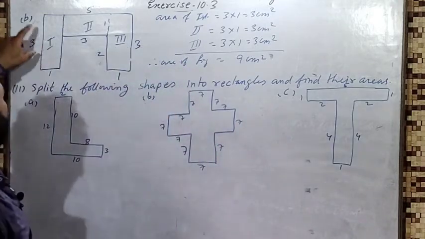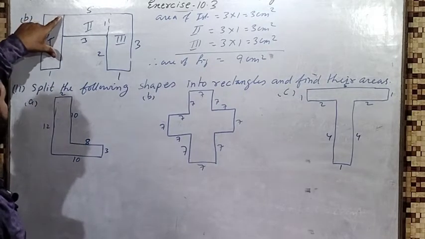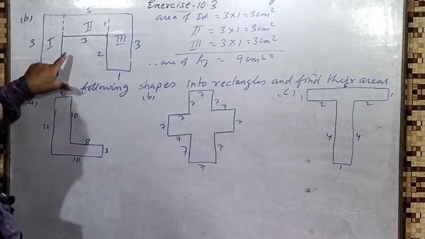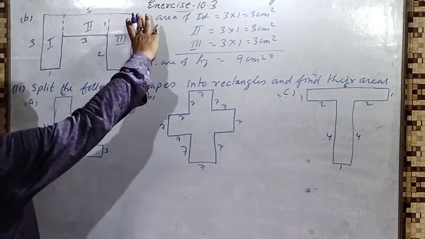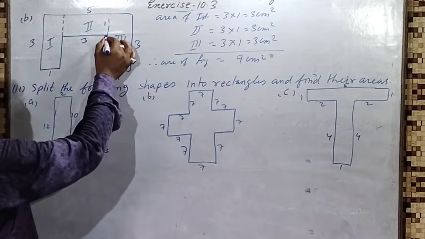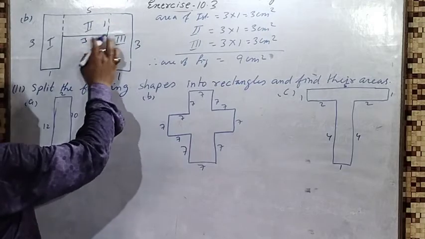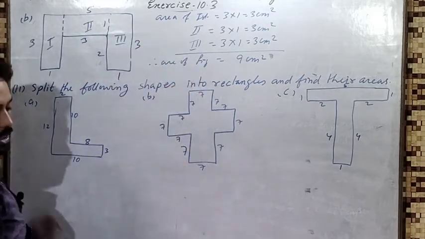I split the figure in 3 parts. First one is from here, I split it like this. Length is 3, breadth is 1. Second one, this length is 3 and this length is 3, and this one is 2. So if you are subtracting this part, you will get 1 centimeter. So area will be 3 into 1. This also area will be 3 into 1. Total area you will get.